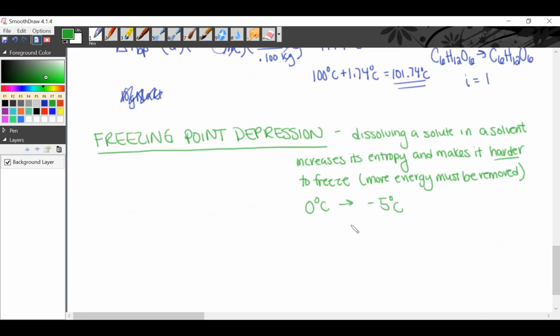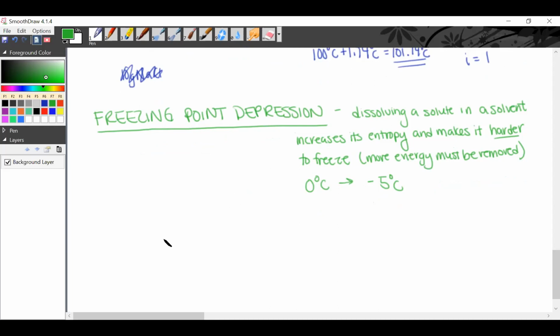This is why we salt our roads in the wintertime. If there's no salt on the roads, if you've just got water on your roads, as soon as the temperature hits 0 degrees Celsius, that liquid is going to turn to solid. It's going to be icy. Roads are going to be slick. But if you dump a bunch of salt onto those roads, now it needs to be -5 degrees Celsius in order for that water to freeze. So if it's not -5 degrees Celsius outside, that ice on the road is going to melt, because you've lowered the freezing point.